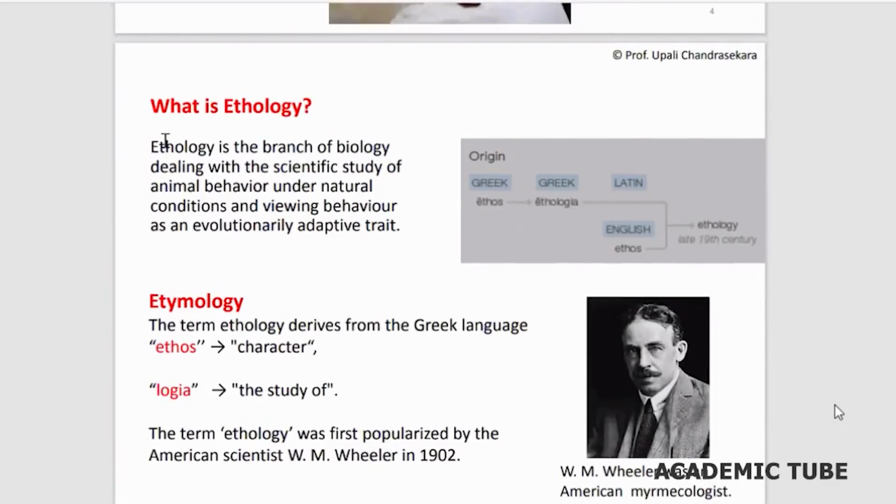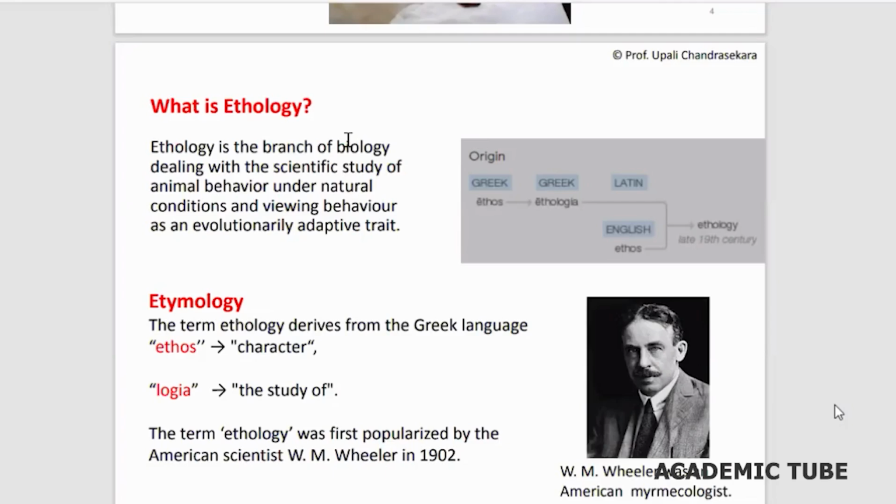Now, ethology, therefore, is a branch of biology dealing with the scientific study of animal behavior under natural conditions and viewing behavior as an evolutionary adaptive trait. Now, this is what we do under ethology. Actually, we are learning ethology, animal behavior. We learn it scientifically, right? So, we are learning ethology now.